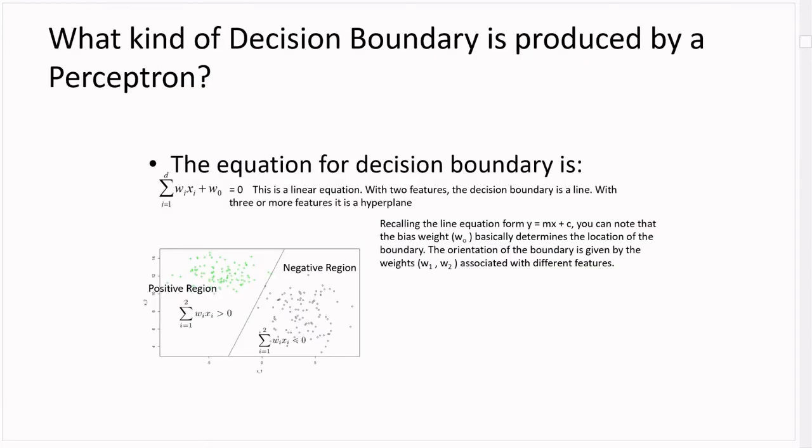Now let's look at what kind of decision boundaries are produced by a perceptron. As we had seen earlier, when we talked about binary classifiers, the perceptron is going to be producing a linear boundary. You can say in 2 dimensions the boundary is a line, and on one side of the line we have what we call the positive region, where the sum of wi xi over all i's is greater than 0, and on the other side of the line is the negative region, where the net sum is negative.